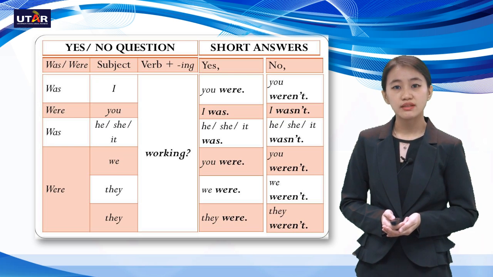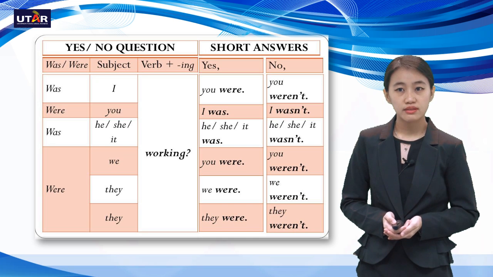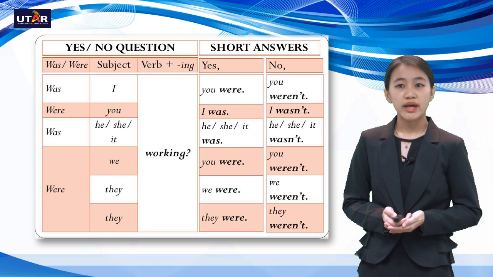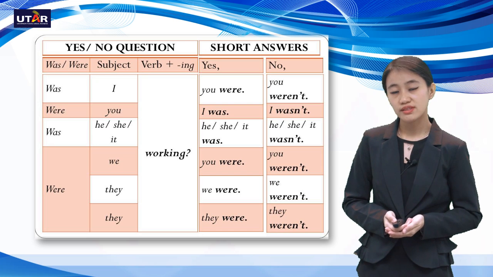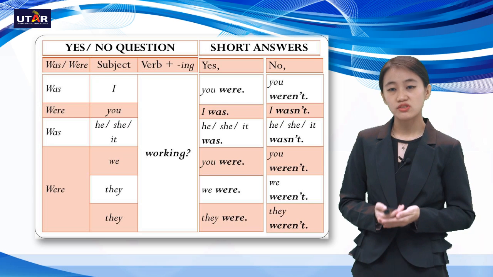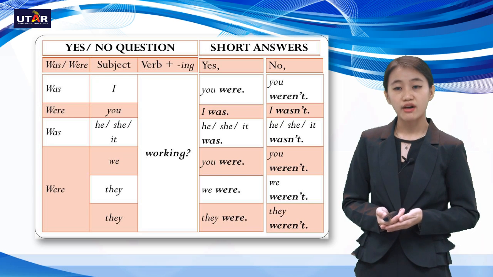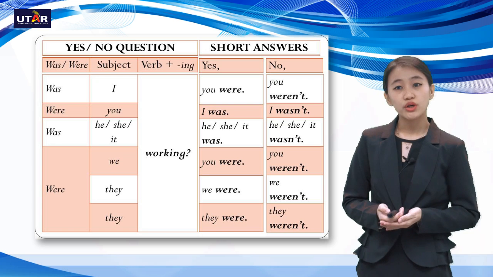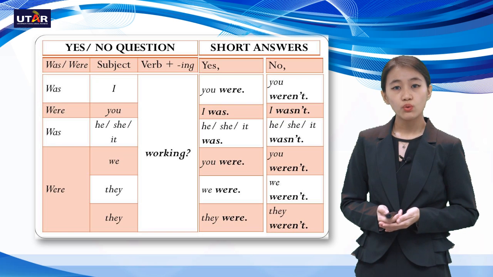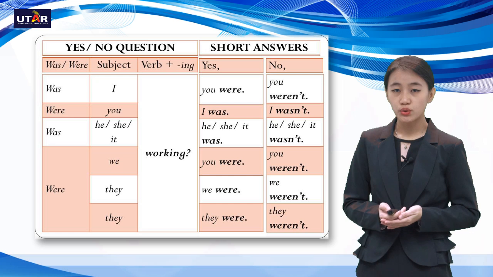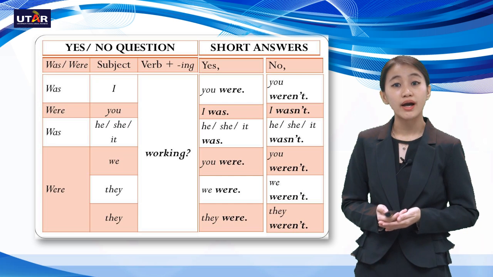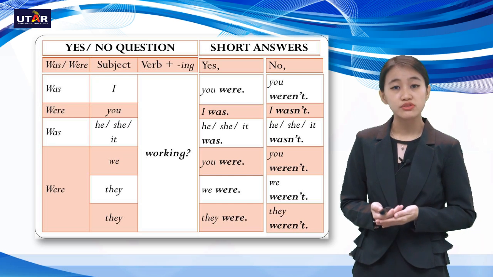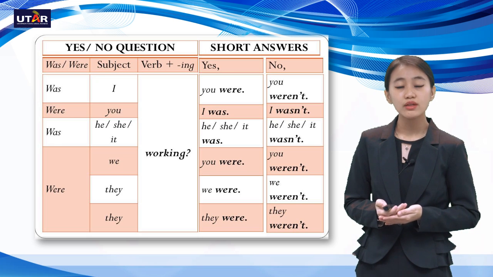Now, if your answer is no, for the first question, was I working? So similarly, you would answer, no, you weren't. So basically, in this case, you add the not after your be verb. So was I working? No, you weren't. Were you working? No, I wasn't. So take note, when it comes to I, it is followed by was. But because the answer is no, so no, I wasn't.